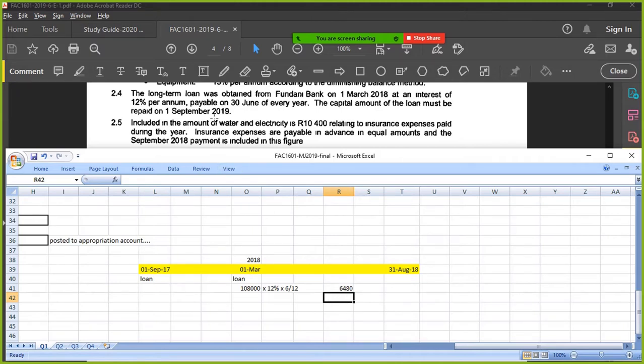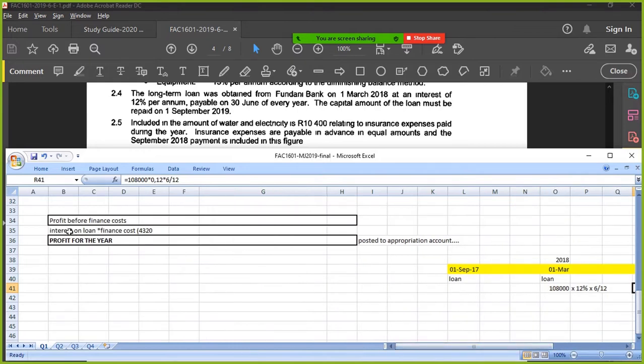All right, what else do they reach here? Payable on June every year. The capital amount of the loan must be repaid. Okay, so that's irrelevant. All of that is disclosure for a statement of financial position in terms of long-term, short-term. Okay, do I have to worry about the accrual? No, I don't. All I have to do is just show 6,480 as the interest on the loan.